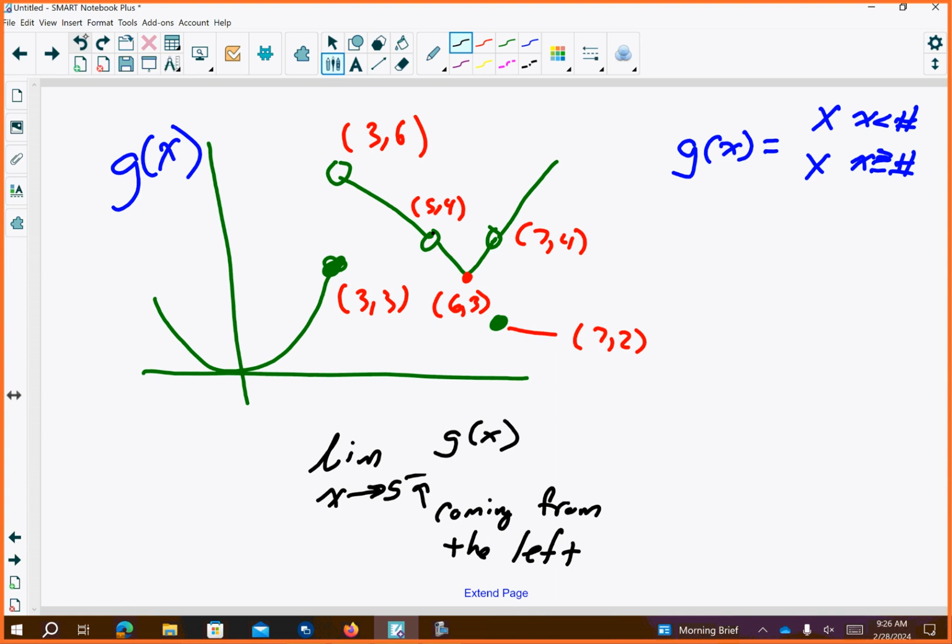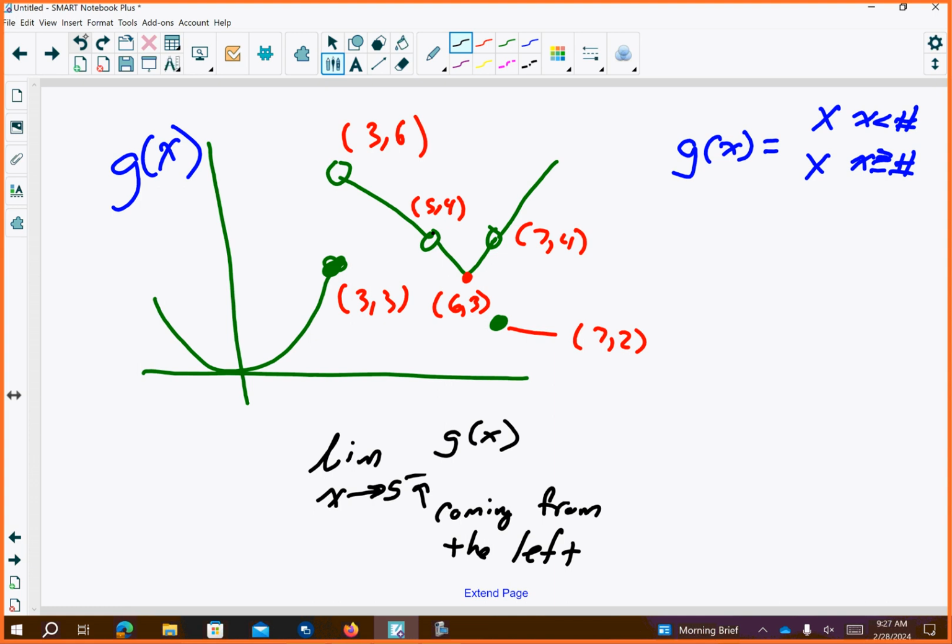Then they look at the 7. The 7 is kind of unique. So it says coming from the left, I get to 4. Coming from the right, I get to 4. And then it says, what's the limit at 7? What is that? So if I came from this way, I get here. If I come from this way, I get here. If I come from both spots, I get to this dot down here.